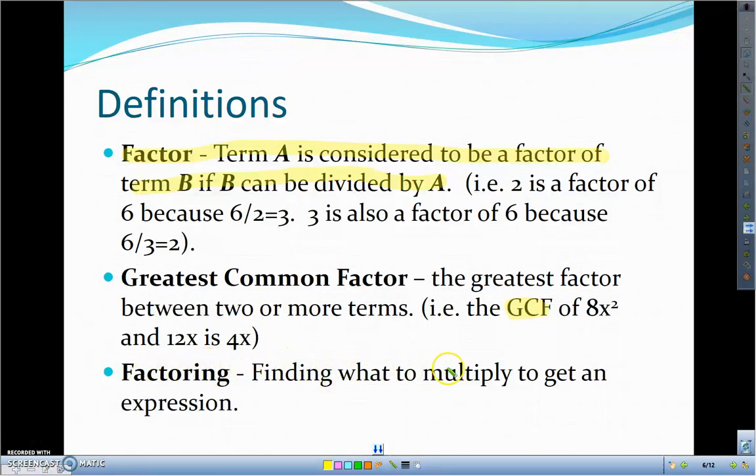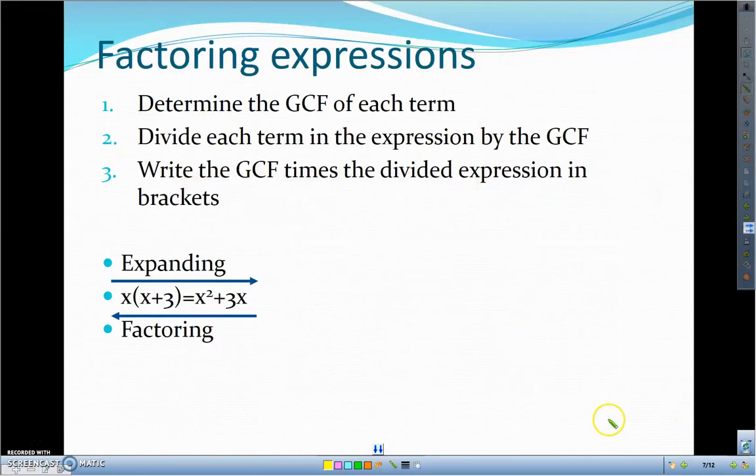Factoring is finding what to multiply to get an expression. So we're going to take a look at the steps to do that here. The first step will be to determine the greatest common factor of each term. We're going to divide each term in the expression by the GCF, write the GCF times the divided expression in brackets. And this is a really important image for students to really get what's going on. The difference is this here going this way is expanding, where we multiply through, and essentially factoring is going backwards or dividing out a factor from multiple terms.